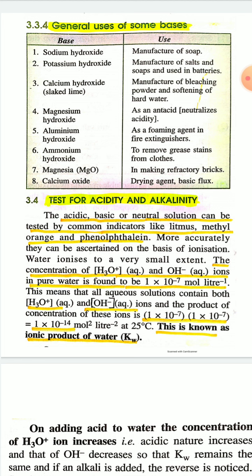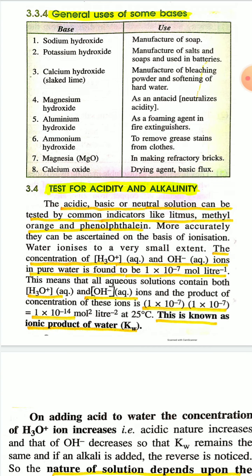And aluminum hydroxide is used as a foaming agent in fire extinguisher. And ammonium hydroxide is used to remove grease stains from clothes. Magnesia, that is magnesium oxide, which is also a basic base, is used in making refractory bricks. And calcium oxide is used as drying agent and basic flux. So these are common bases and their uses.